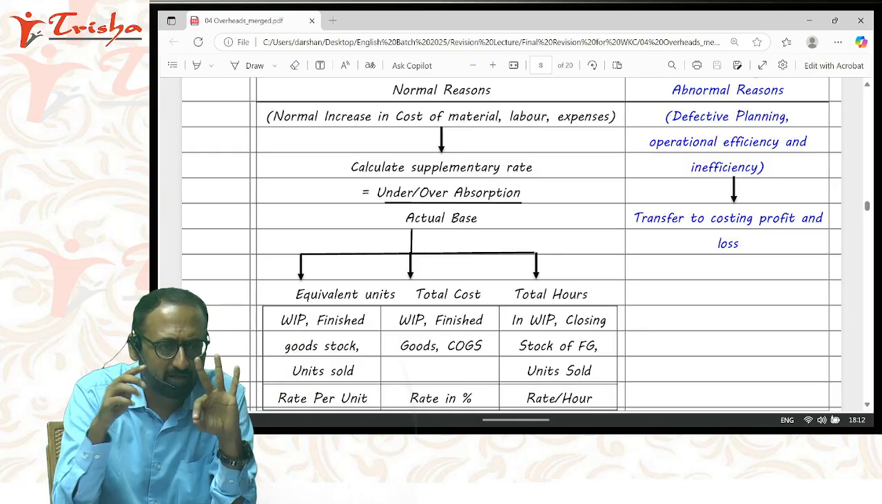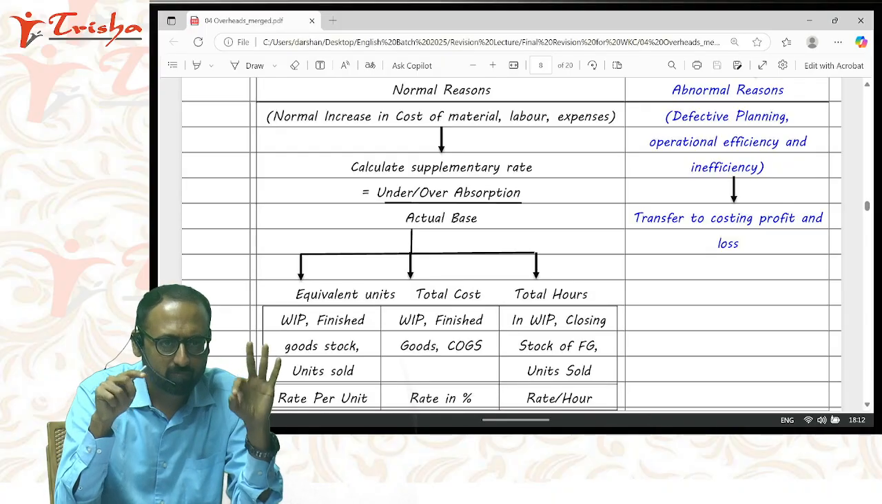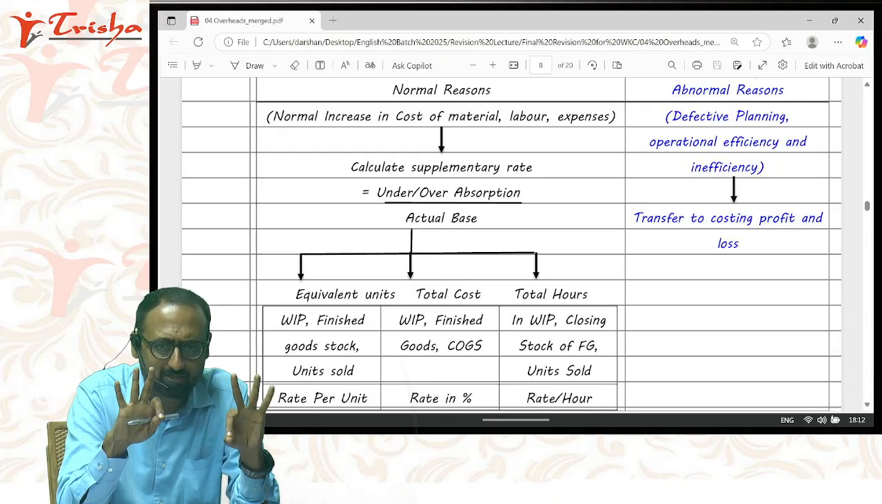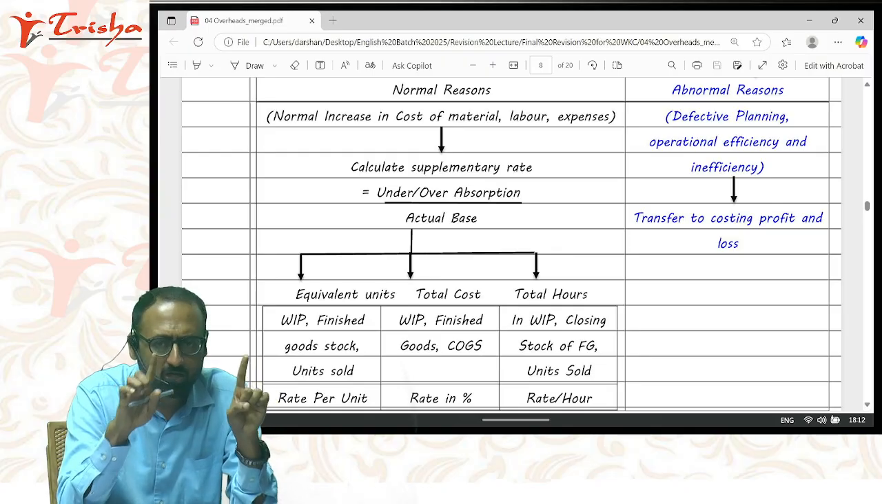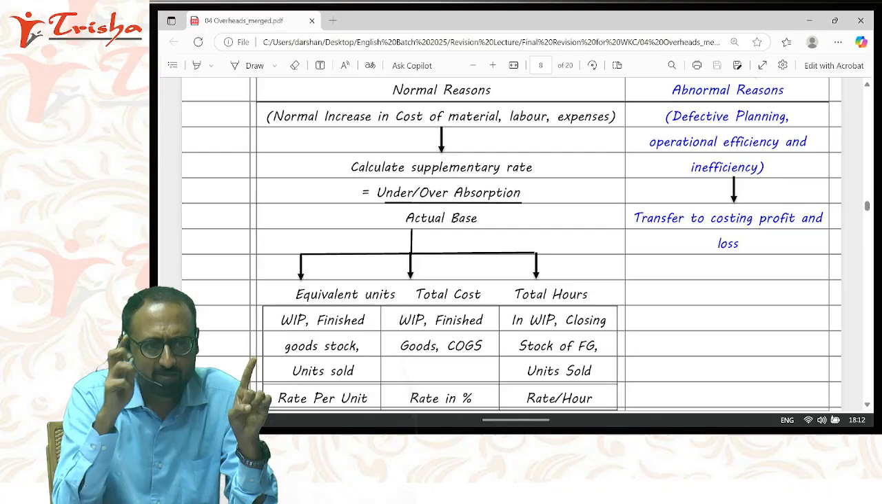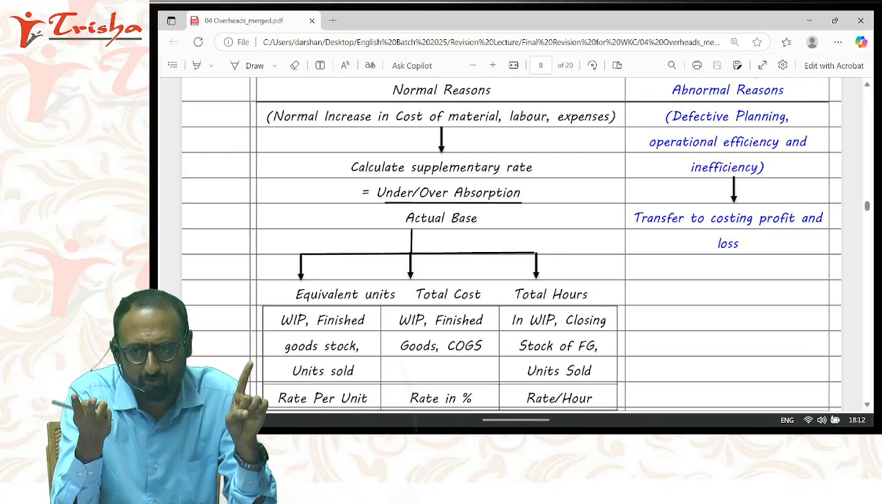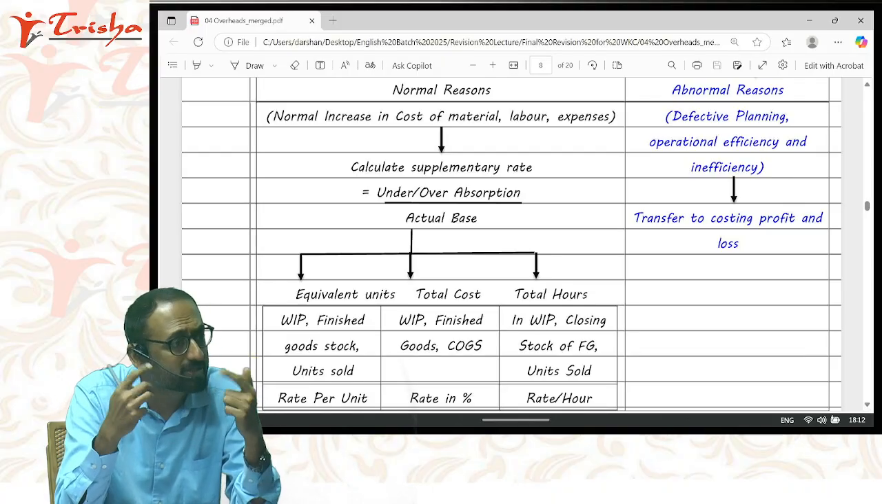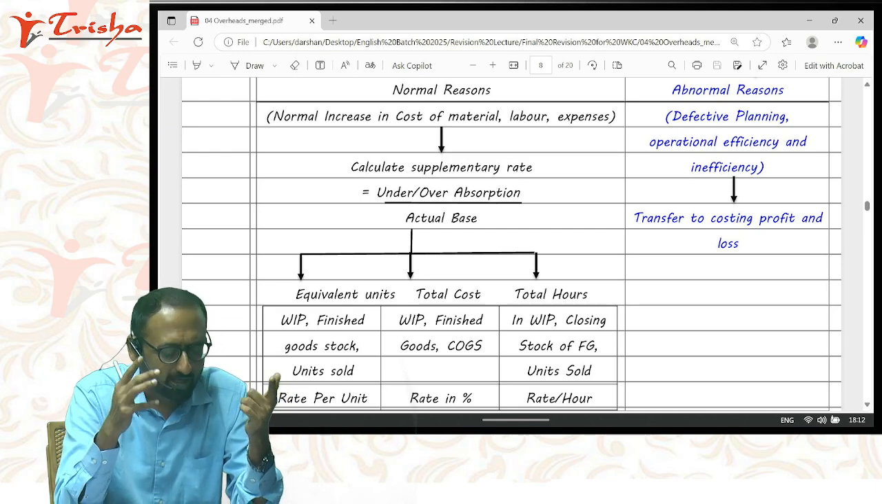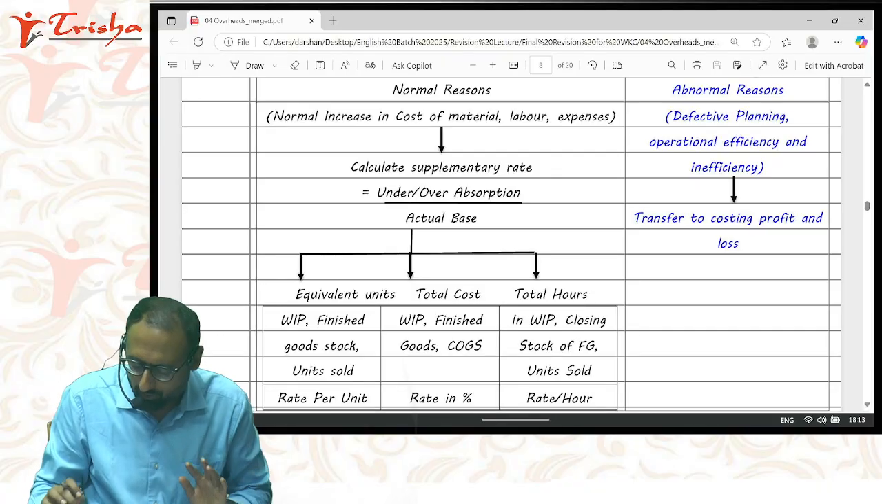For the supplementary rate, three things are very important. Remember my wording, only three things are very important. First thing, closing stock of work in progress. Second thing, closing stock of finished goods. And third thing, units sold.